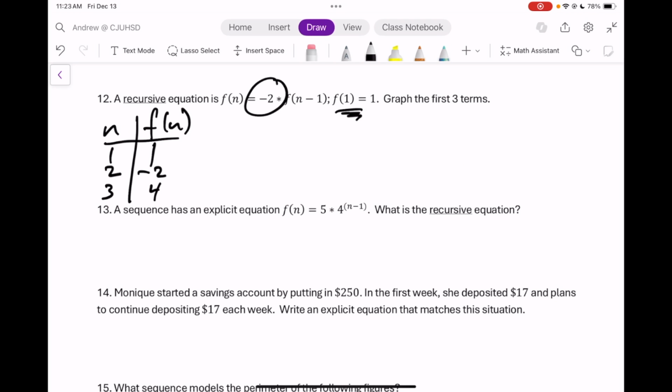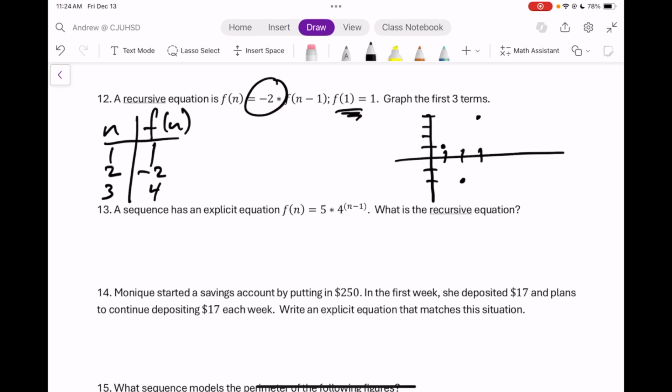Let's put this in the middle. So 1, 1. 2, -2. And 3, 4. This thing is changing sides of the x-axis as it goes along.